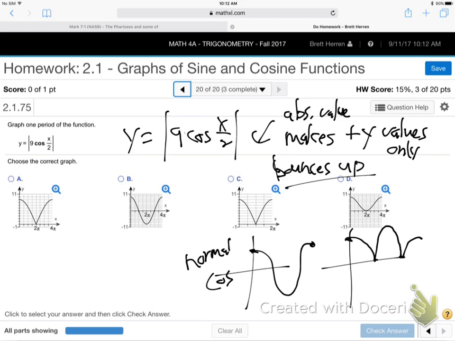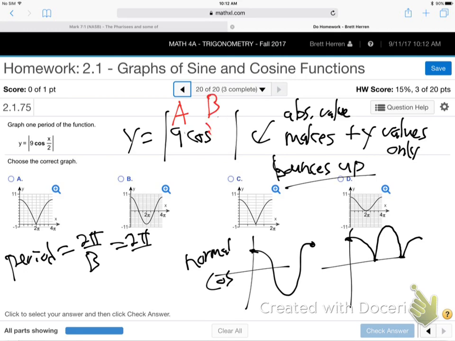What is the period on this one? The period is 2 pi over B. What is B? Can you tell me? What's B on this graph? B is a half. Right. Does everybody see that? Remember the ABC thing? This is A. B is a half. That's the same thing as a half times x, isn't it? X over 2 is the same as a half x, if that helps you. So B is really a half.